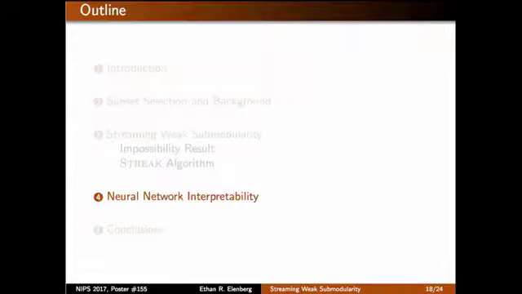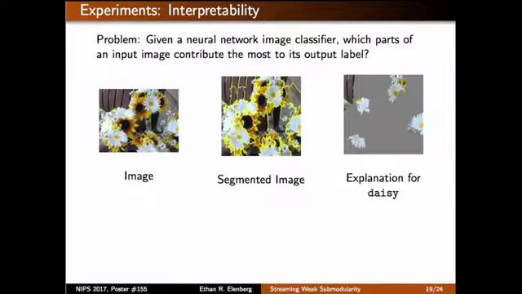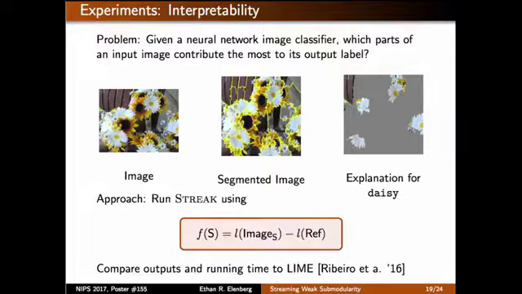So finally, I'll show some experiments. Due to time, I'll skip the sparse regression experiments and go to interpretability. So here's the setup from before. We want to go from image to segmented image to a sparse explanation for why a network predicts a given output label. And we run the streak algorithm with the objective function from before and a random stream order of segments.